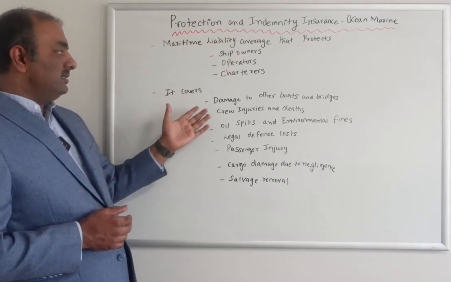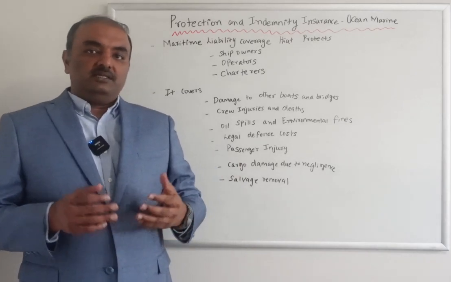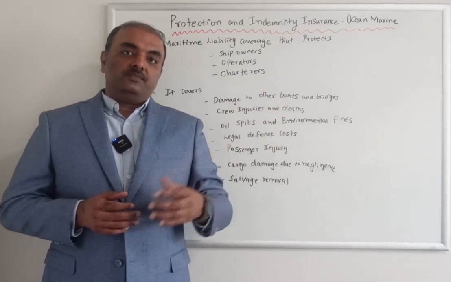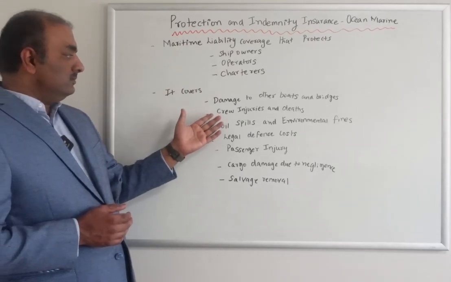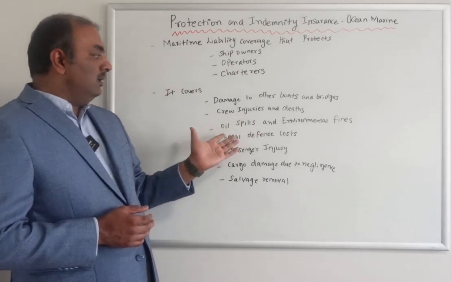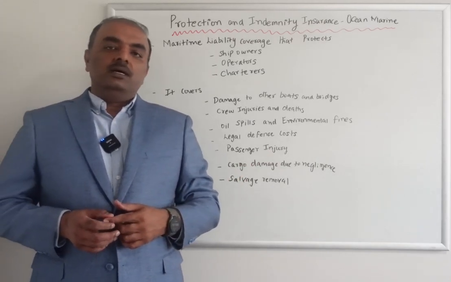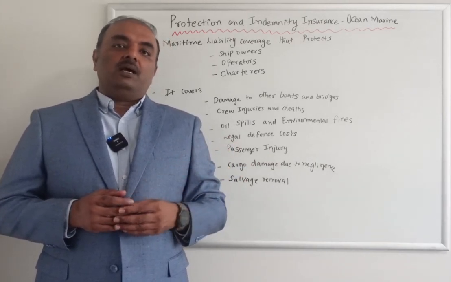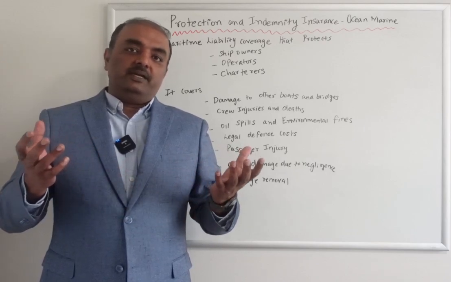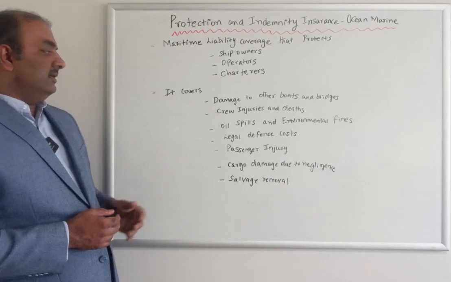Basically what it covers: damage to other boats or bridges, right? Because it is responsible for their loss, we'll use this protection and indemnity insurance. Or crew injuries or death, oil spills or environmental events. Most of the time, as I told you, if the ship has oil and due to the loss the oil creates some environmental pollution, we'll still use this particular policy to cover that.